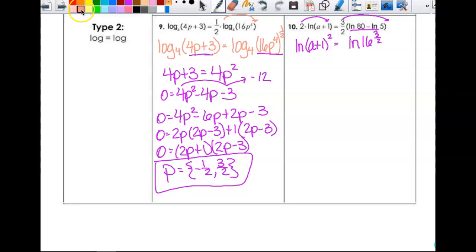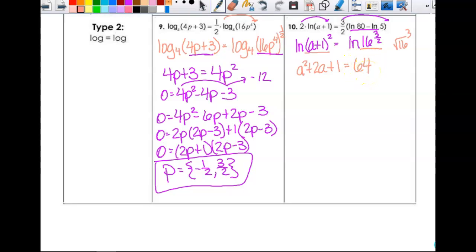Then I have the logs are equal, so those two things have to be equal. I'll go ahead and square this when I take this out. It is not a squared plus 1. It is a squared plus 2a plus 1 equals, and then what's 16 to the 3/2 power? Isn't that the square root of 16 cubed? What's the square root of 16? 4. What's 4 cubed? 64.